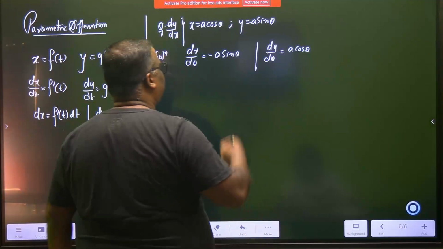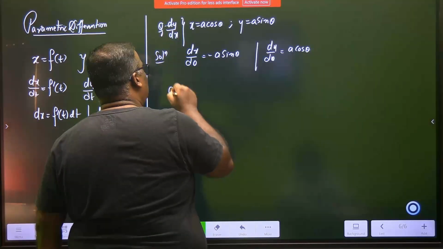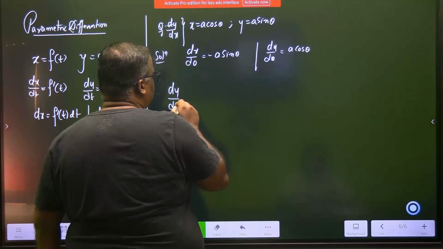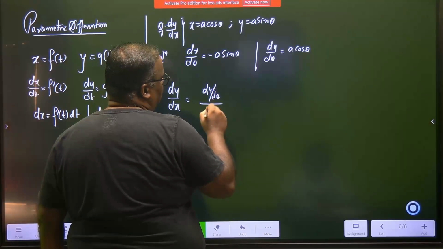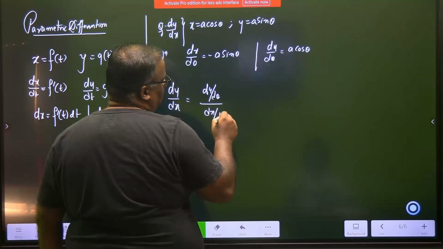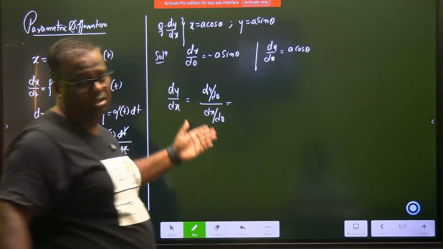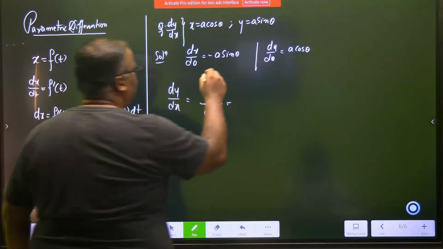Can I write it like this? See, your book will write it like this: dy by dx is equal to dy by d theta divided by dx by d theta. Your book will write like this. It's the same thing I am saying, and I write it like this.